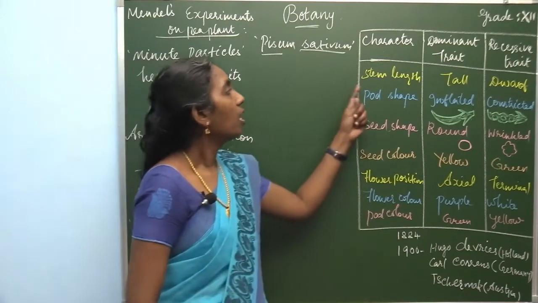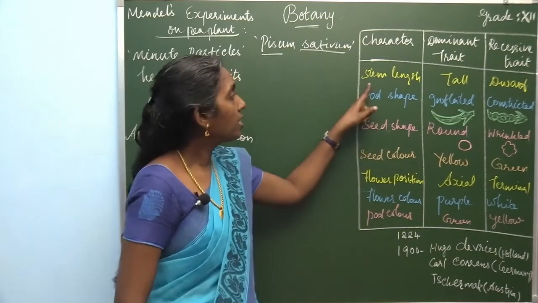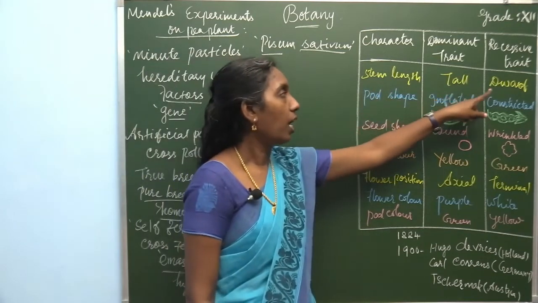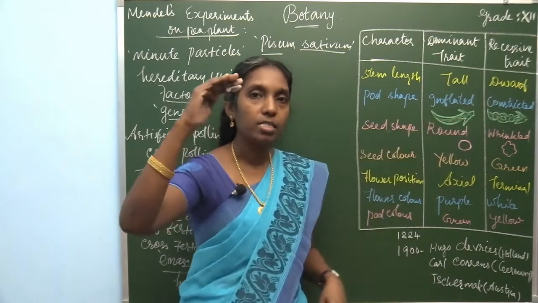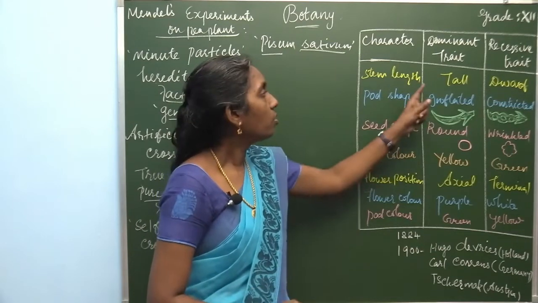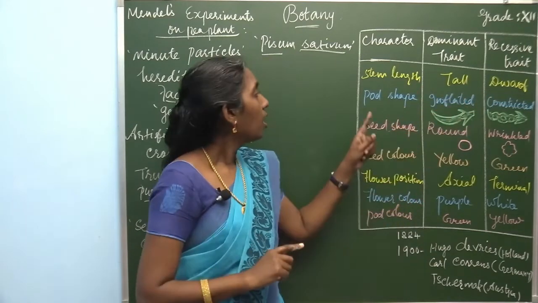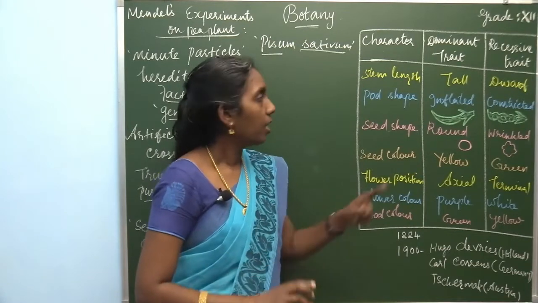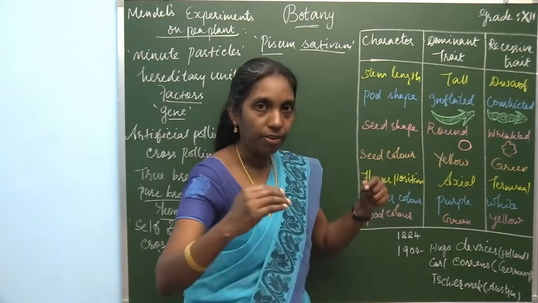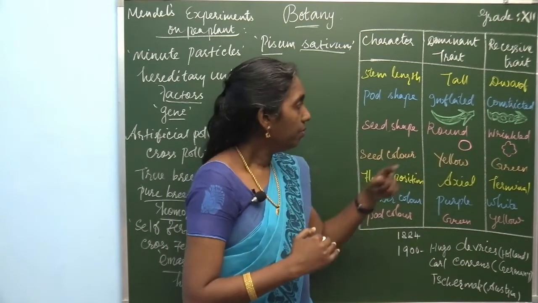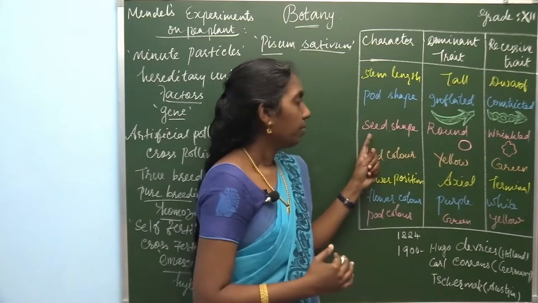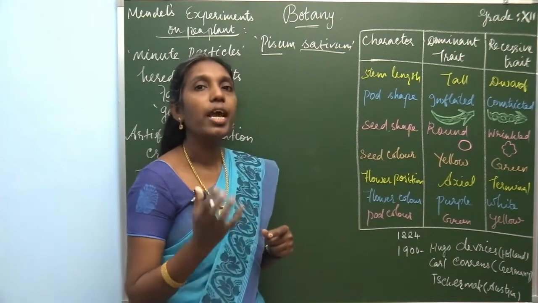What are the characters? Stem length. The contrasting characters of stem length are tall and dwarf. One plant has a tall stem, another produces a short one. So tall and dwarf is one of the characters. And the shape of the pod: inflated and constricted. One pod is inflated, flat. Another one is constricted, like wrinkles. Another character is the shape of the seed.